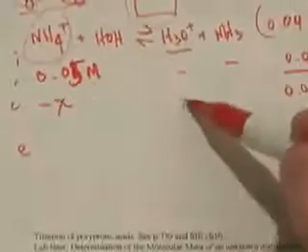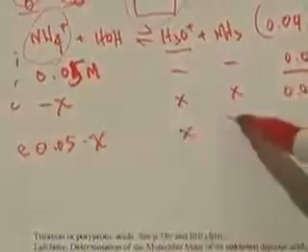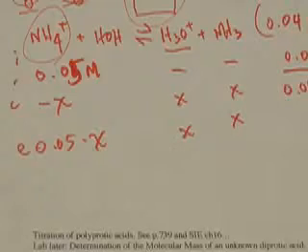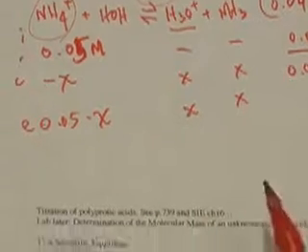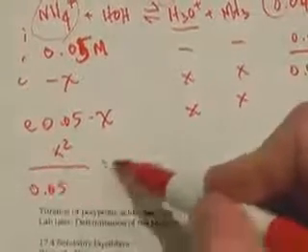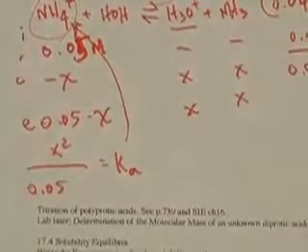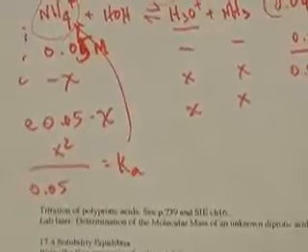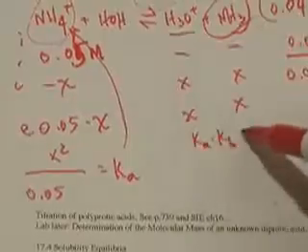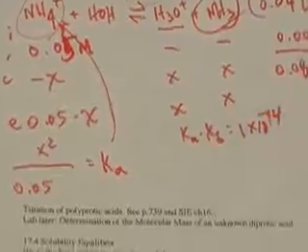None of this and none of this at the start. My change, I'll lose X, gain X, gain X. So I'll end up with 0.05 minus X, X amount, and X amount right here. So I can write the equilibrium constant expression now, where x squared divided by 0.05 is equal to my Ka of NH4 plus. Now I might not know the Ka of NH4 plus, but I certainly can look up the Kb of NH3 in the back of the book, and I know that Ka times Kb is equal to 1 times 10 to the negative 14th, and so if I know one, I can find the other.